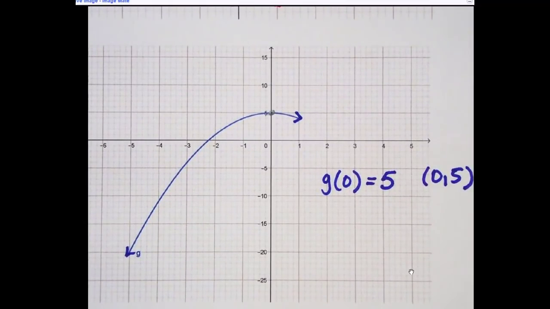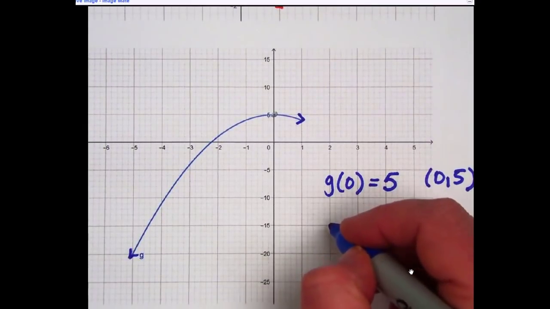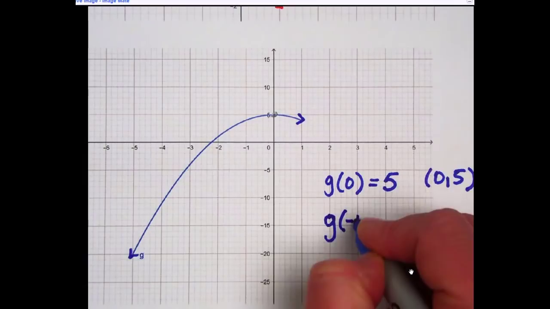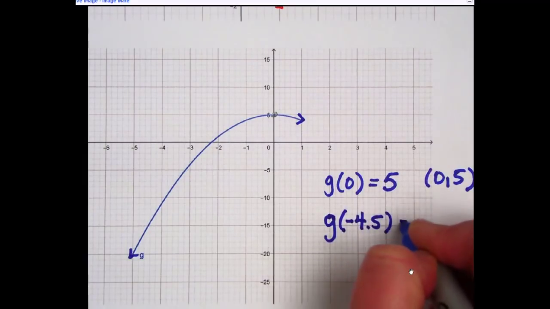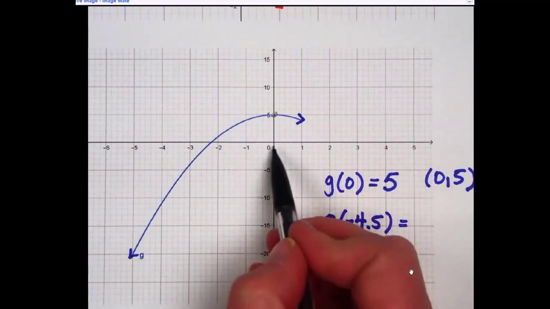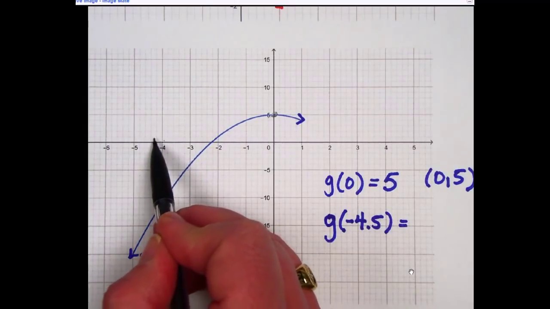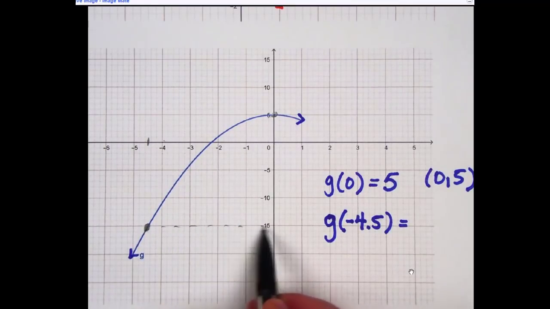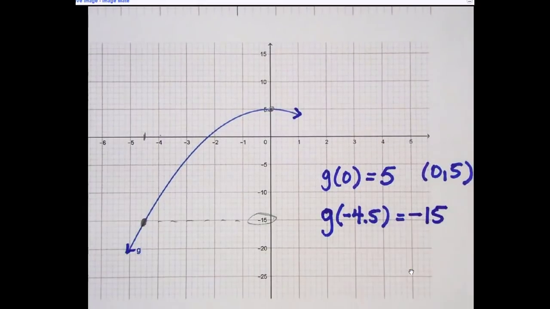Okay. All right, let's try G, sorry, because we're dealing with the G function, -4.5. All right, so we're going to go x equals -4. 4.5 is in the middle. I'm going to go to my graph and read off the corresponding y value, which is -15.